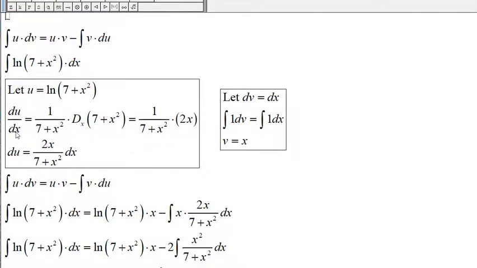The derivative of u with respect to x will be 1 over 7 plus x squared times the derivative of 7 plus x squared, which is 2x. And so we have du is equal to 2x over 7 plus x squared dx. dv is just dx, and then integrating both sides, we get v is equal to x.